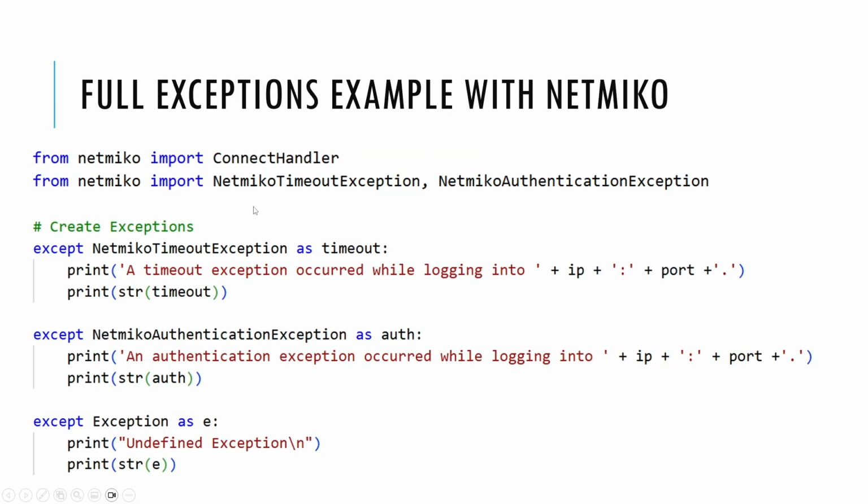We can import more than just the timeout exception, so this is probably the best way. The two most common exceptions that you'll use with this: we could get a timeout exception, we could get an authentication exception, and then lastly, we probably want the generic exception. So if something happens that's unexpected, we do get a message and we can actually see that exception text.